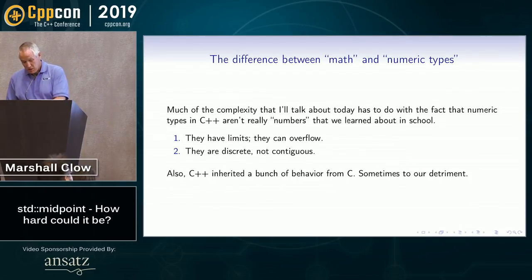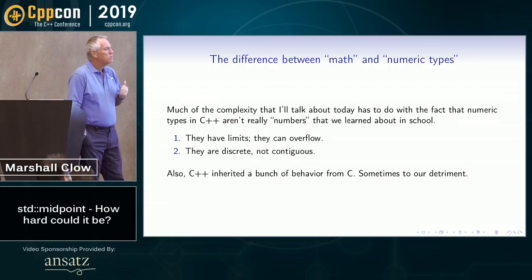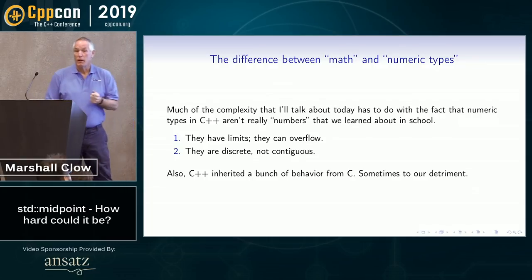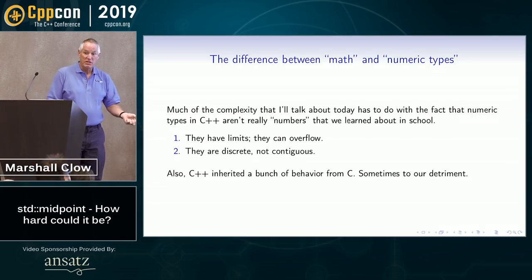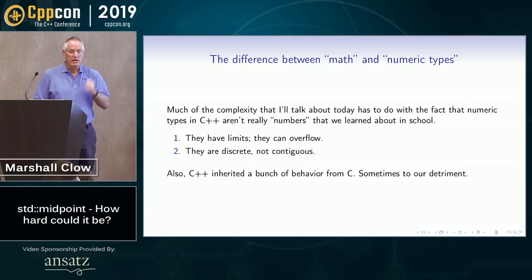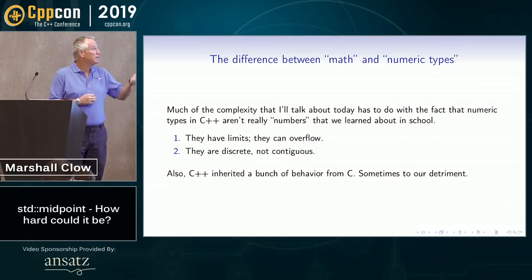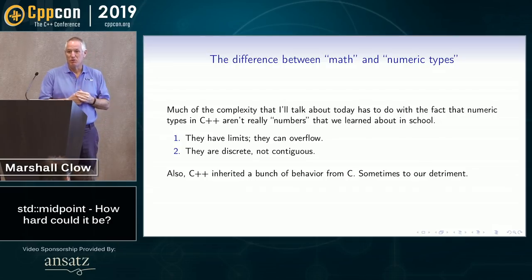A lot of the things I'm going to talk about today have to do with the fact that when dealing with numeric values in C++, they're not numbers. They're not math. They're representations of numbers. They are approximations of what we think of as numbers. And until you deeply, deeply believe that, you're going to be led astray by things like A plus B over 2. Okay? They're not numbers, they're numeric types.